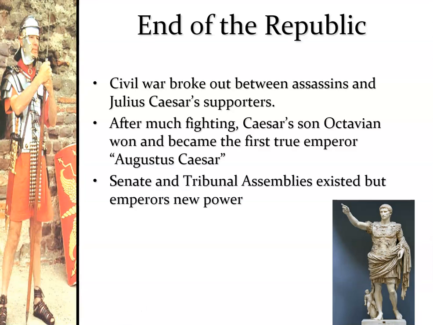The Republic then started to fall apart because a civil war broke out between those who had assassinated Julius Caesar and Julius Caesar's supporters. After much fighting between the two sides, Caesar's son, Octavian, won the civil war and was named Supreme Emperor or Augustus Caesar. This is really when rule by one person starts to take over, even though the Senate and the tribunal assemblies still existed during the Roman Empire.